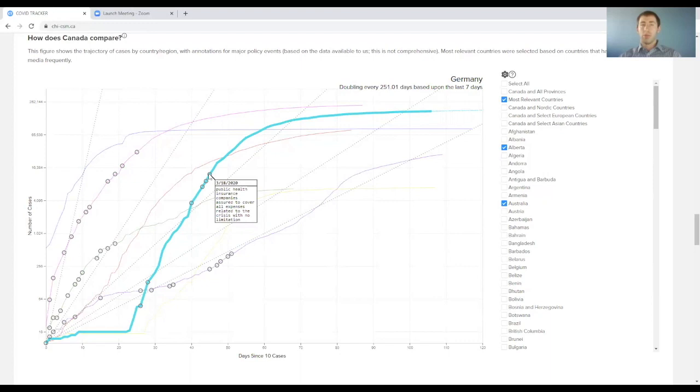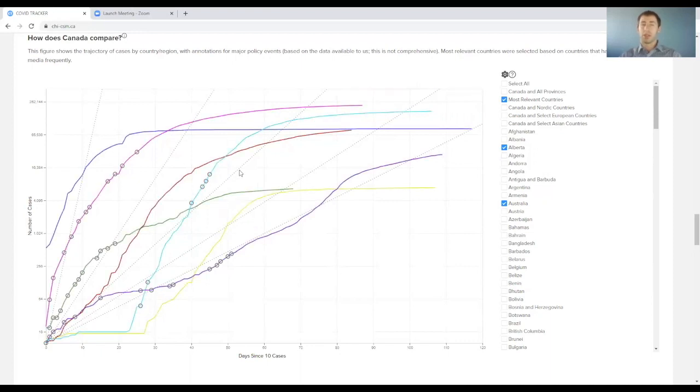Our position at the Center for Health Informatics is not to advise what decisions should be made, but rather to provide all of the data in a meaningful way and to allow for policymakers to make decisions based on that.